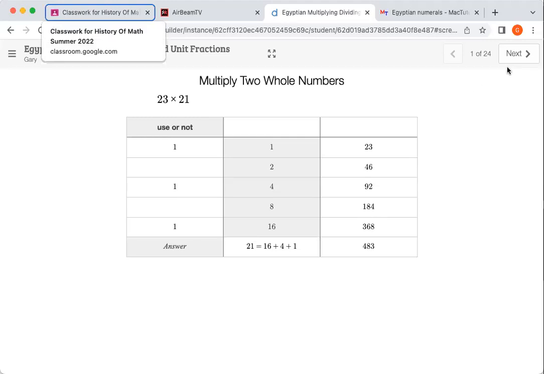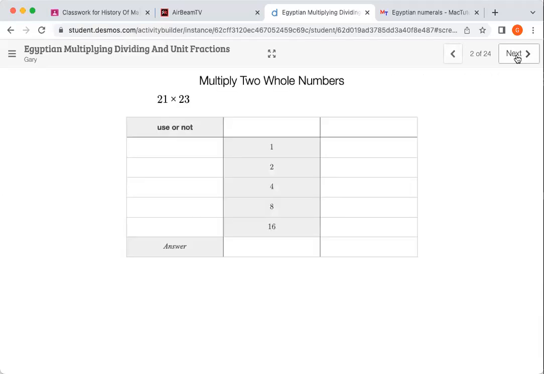Okay, would you please now go over to page 2, or just on your paper, do the same question, but do it as 21 times 23 instead. So take a minute on that.